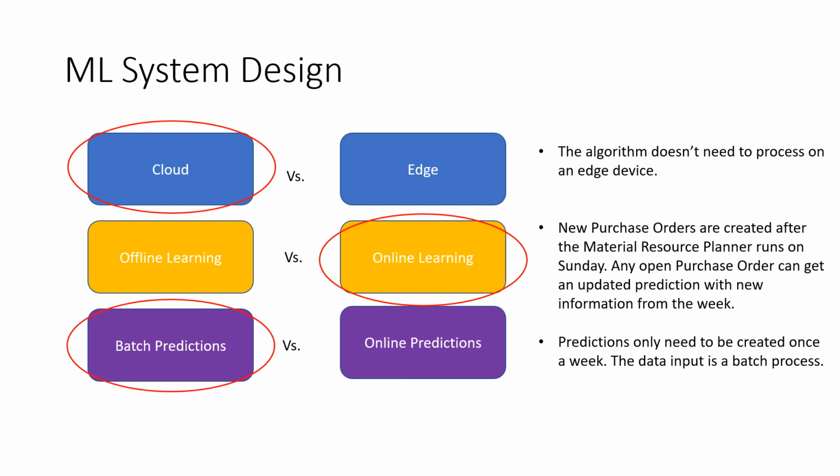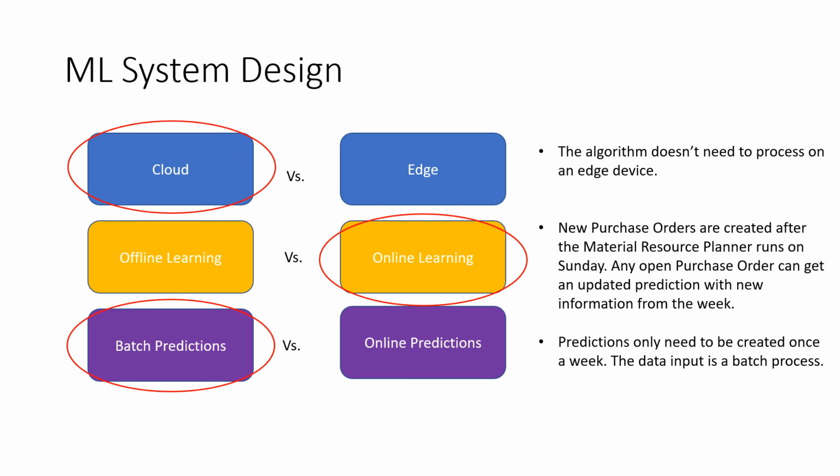For the ML system design, I chose cloud, online learning, and batch predictions. The algorithm doesn't need to process on an edge device. This can run in the cloud, and the results can be distributed to the team through a dashboard. I chose online learning, but it's a little slower than the examples that we had in our lecture.